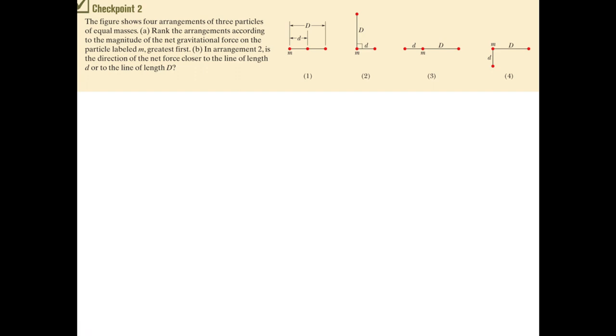Here is another checkpoint. The figure shows four arrangements of three particles of equal masses. Now we have to rank these according to the magnitude of the net gravitational force on the particle labeled m. For case 2, is the direction of the force closer to the line labeled a or the line labeled b? So let's see. Just from here, this is m.